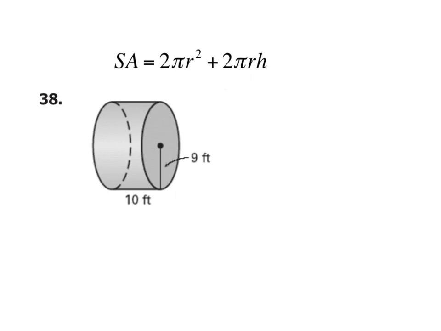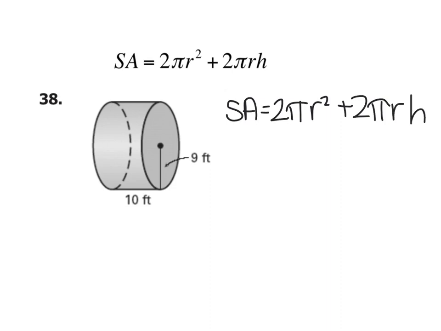The first step, remember, always start by writing down the formula. So I'm going to write down surface area is equal to 2 pi r squared plus 2 pi r h. All right, remember we're plugging in what we know and we're solving for what we don't. So we're looking for the surface area, and we have 2 times, remember pi is 3.14. And then I'm going to plug in my radius. Remember radius is half of the diameter, so that's the 9.